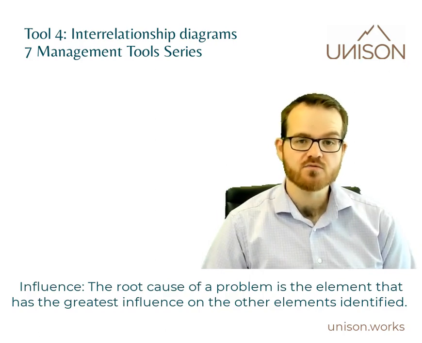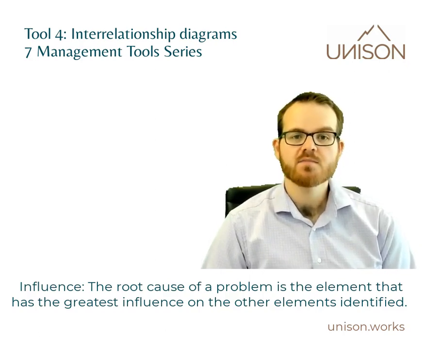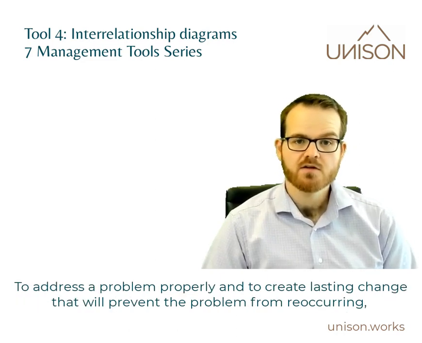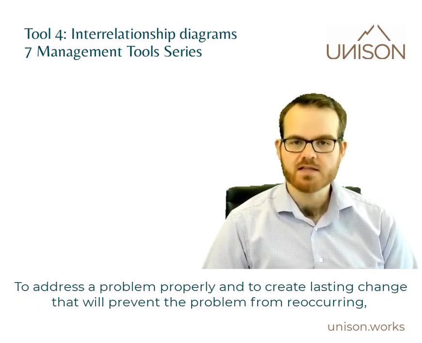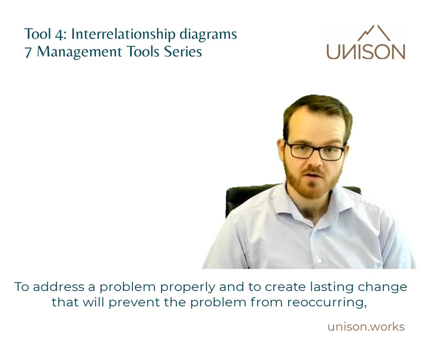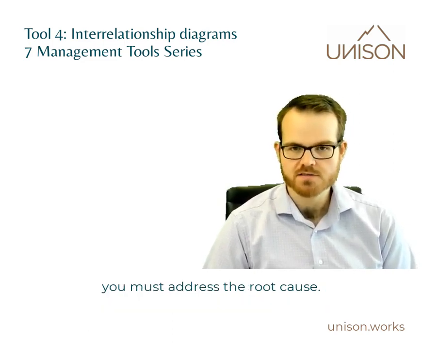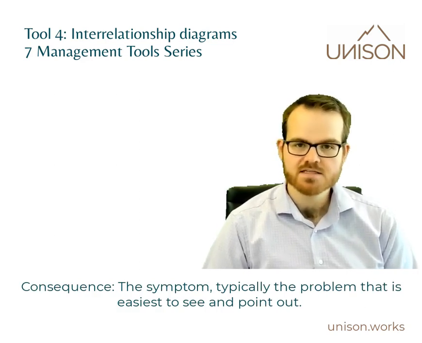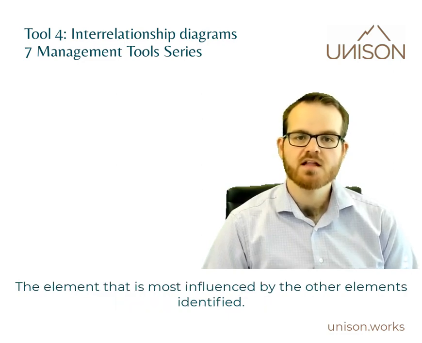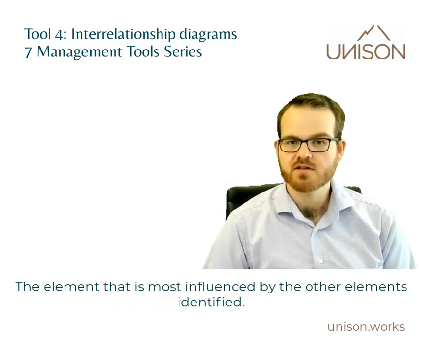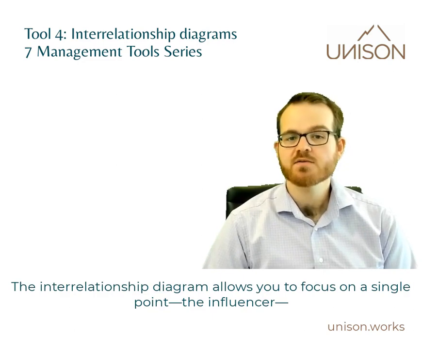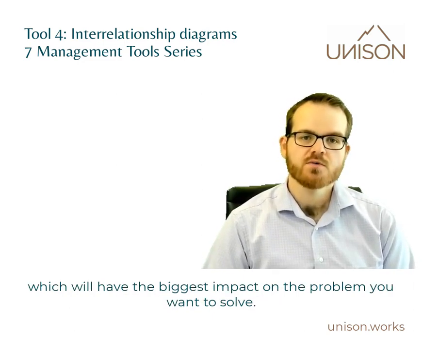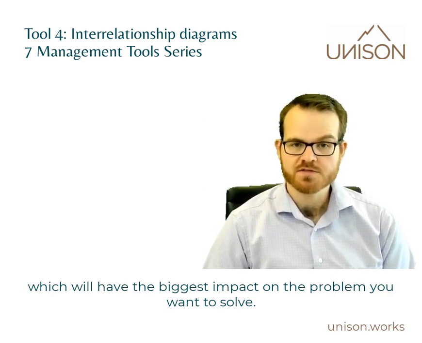The influence is the root cause of a problem. It's the element that has the greatest influence on other elements identified. To address a problem properly and to create a lasting change that will prevent the problem from reoccurring, you must address the root cause. The consequence is a symptom, typically the problem that is the easiest to see and point out. The element that is most influenced by the other elements identified. The interrelationship diagram allows you to focus on a single point, the influencer, which will have the biggest impact on the problem you want to solve.